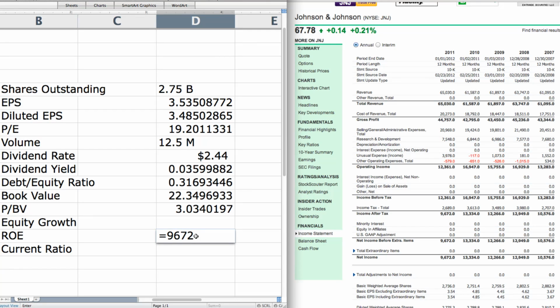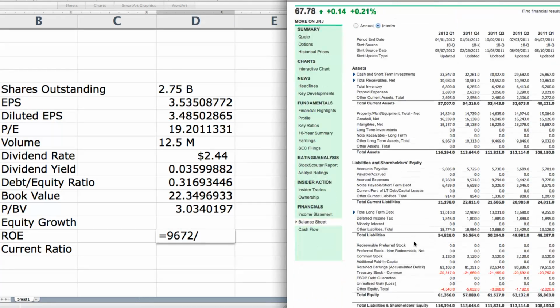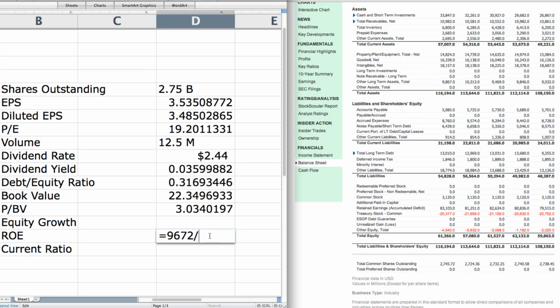So let's go ahead and hit the equal sign, and we're going to put in 9,672, and we're going to divide that number, which our net income's right here. We're going to divide that by the equity, which we'll pull off our balance sheet. We scroll down, and that is 61 billion. Okay, so we put in 61366, and we hit enter, and you can see that the return on equity comes up as a percent. So you have to move the decimal place, and it's 15.8 if we round it. 15.8% return on equity, which is phenomenal.